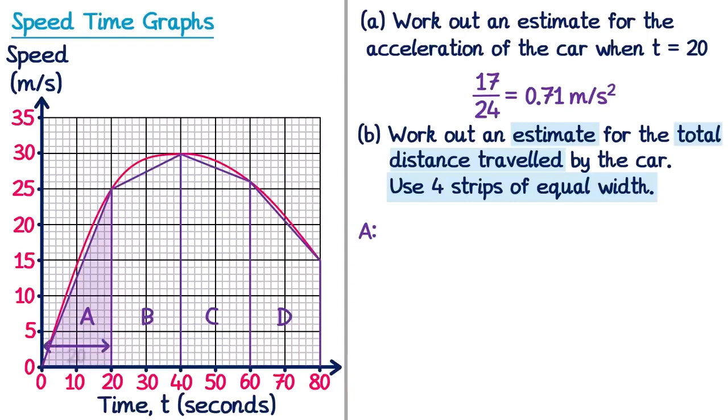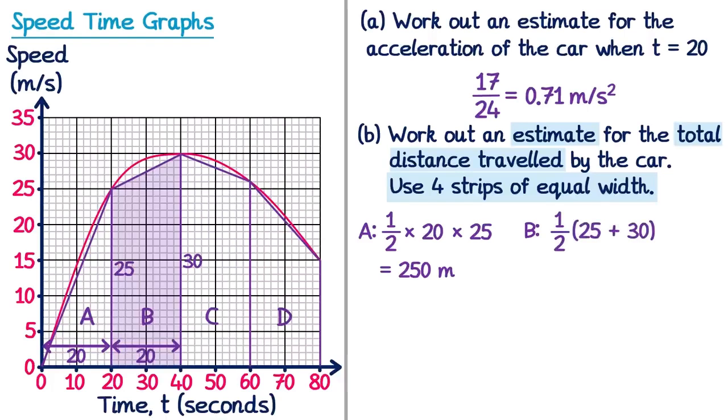The base here has a width of 20, and the perpendicular height is 25. So we do 1/2 times the base times the perpendicular height, which gives you an area of 250. Then if we move on to shape B, which is a trapezium, we need the 2 parallel sides. I've already labelled one of them at 25, the other one over here is 30, and the width here is 20. So we do 1/2 multiplied by the sum of the parallel sides, so 25 plus 30 multiplied by the height, which is 20. This will give you a total of 550.